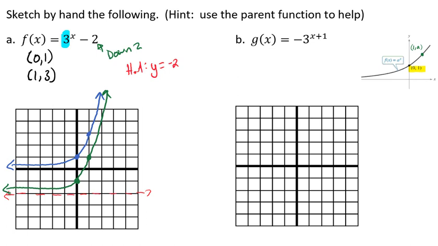Let's do letter B. Here we have g of x equals -3 raised to the x plus 1. So again, we know that our parent function has a point at 0, 1 and 1, the base. And the base this time is 3. So we're going to go ahead and graph that. So we've got 0, 1 and 1, 3. Remember, this is the parent function, so we're not really worried about that negative or that 1 yet. So there's our parent function. We don't have a k value, so that tells us that we're still going to be using a horizontal asymptote of y equals 0.